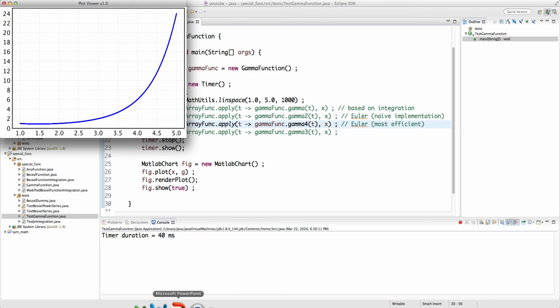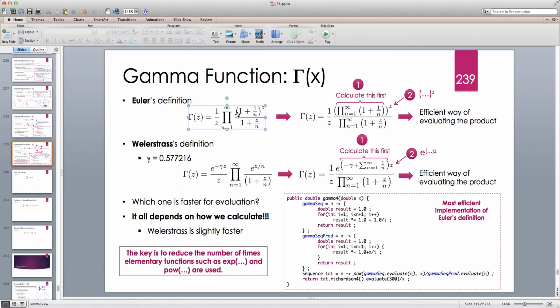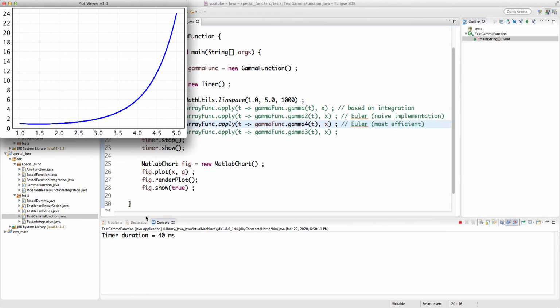And remember what we did. The naive implementation is to do the power of 1 plus 1 over n to the power of z first for each term, and then multiply them. And we already know that calling the power function is very costly. It's one of the costly things in this calculation. So in the most efficient way, we multiply 1 plus 1 over n first. Because all these terms in the numerator share the same power, we multiply the bases first, and then call the power function one time to evaluate the whole thing. All right? And it was a factor of 4 reduction from 160 to 40 milliseconds.